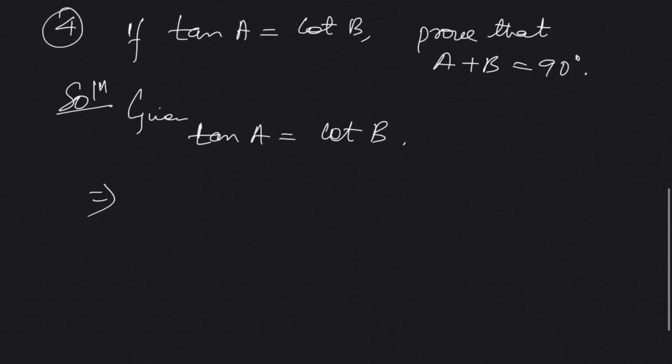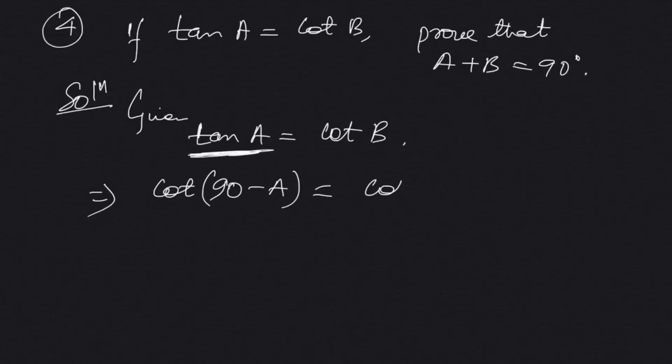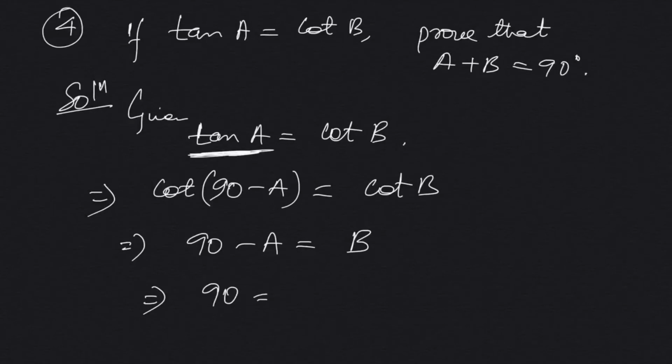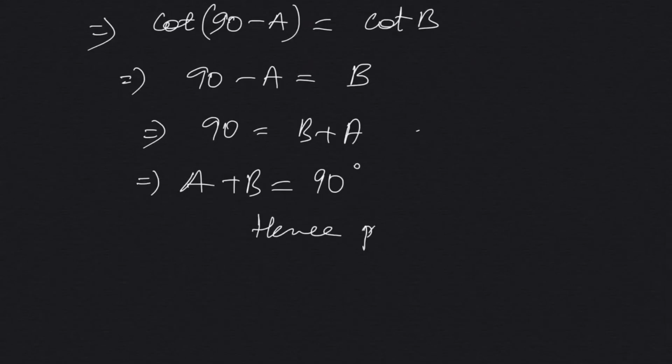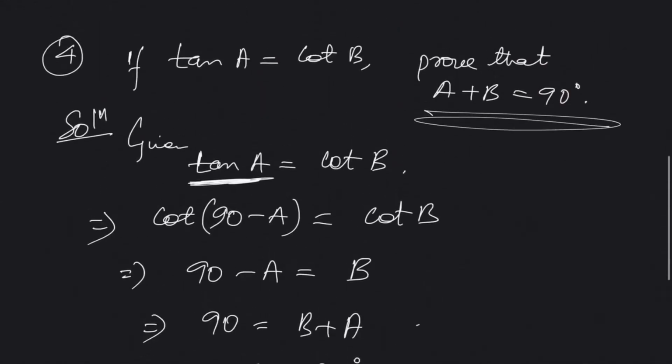So again, we use the same idea. We try to replace this tan a in the form of cot. So how do we do that? This will be simply nothing but cot (90 minus a) equals cot b. This implies 90 minus a equals b. Okay, so this implies 90 equals b plus a, or a plus b equals 90 degrees. That is what we are asked to prove, right? You can write hence proved. So this is also an easy one.